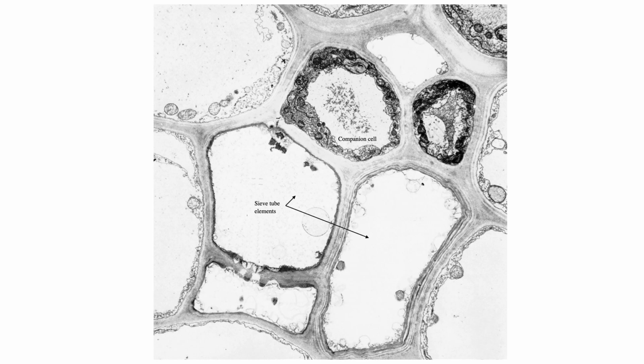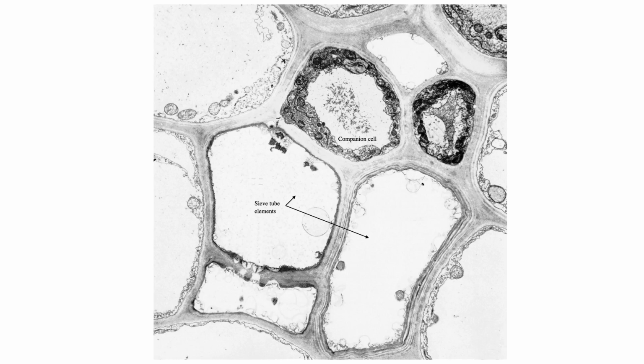So let's look at an electron micrograph of a cross-section of sieve cells and companion cells. And here in this figure, we can see a couple of sieve tube elements where the arrows are pointed, and you can see a companion cell adjacent to it. And you can see that the companion cell has a much thicker layer of cytoplasm with many organelles in it, whereas the sieve tube elements are relatively empty with a very thin layer of cytoplasm, which allows for the transport of sugars easily through these sieve tubes.